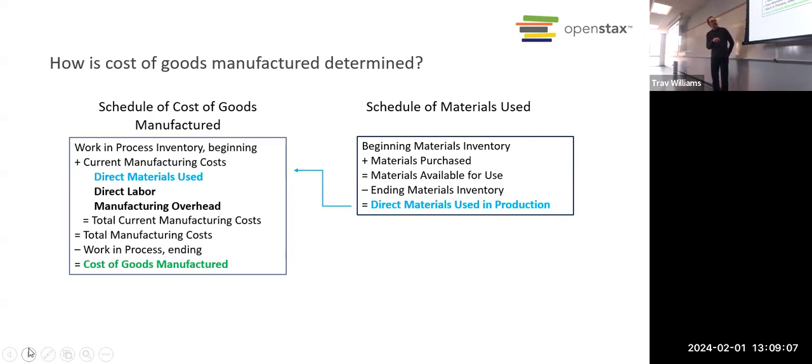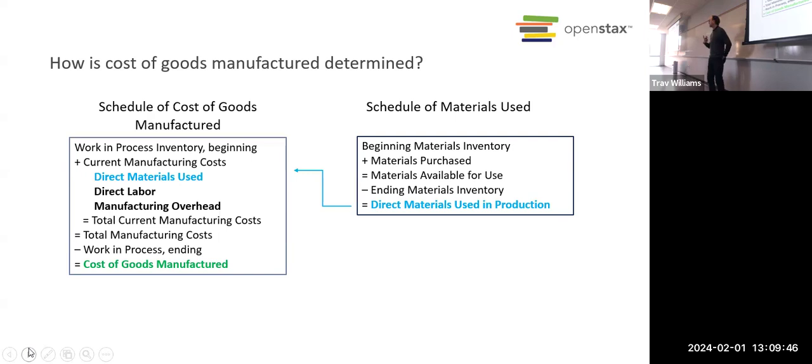So here, to figure out the cost of what we manufactured during the period, we have to start with our work in process inventory, add all of our manufacturing costs from that period, subtract our ending work in process inventory, and that tells us the cost of what we manufactured, right? And these manufacturing costs that we incurred during the period have 3 parts. We see those 3 parts right here. We've got our direct materials, our direct labor, and our manufacturing overhead, right?